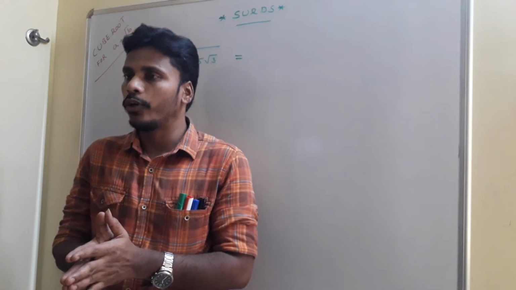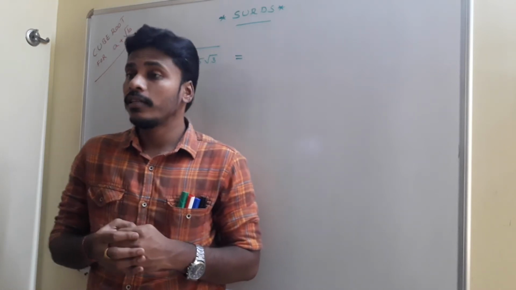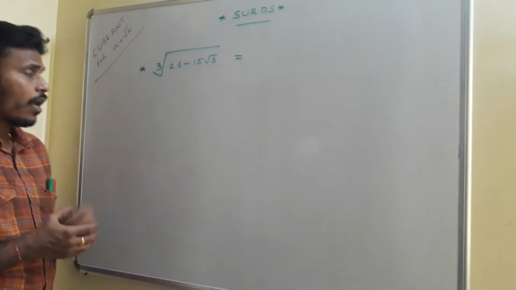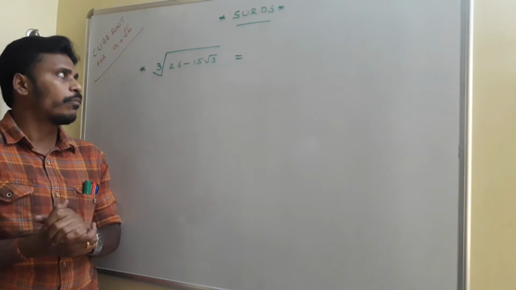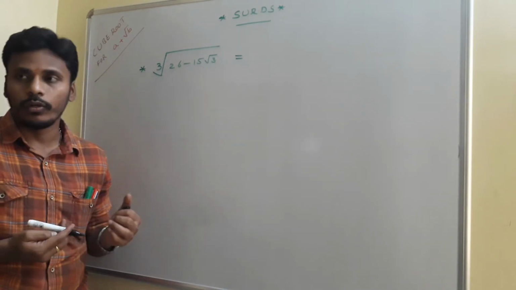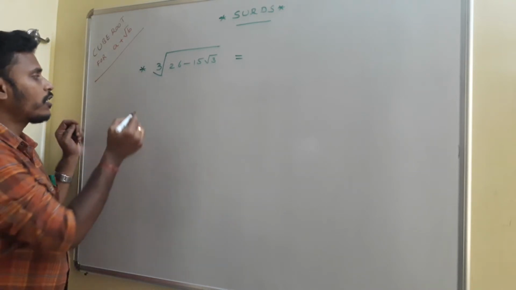In this class, I am going to discuss the way to find the cube root for surds of the format a plus root b. Now, if you have a look, I have a problem on the board: cube root of 26 minus 15 root 3. How to find this?